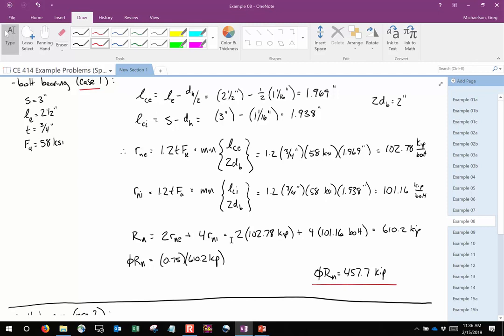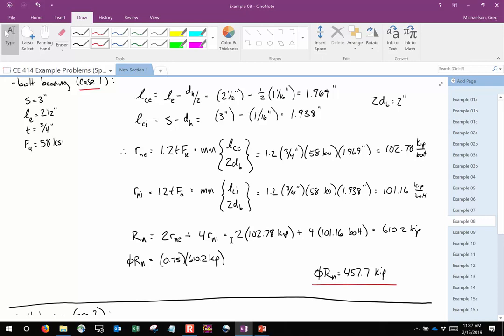Look at table 7-4. So we're at the top row, standard bolt holes. What's our bolt spacing on this problem? 3 inches. We have 58 KSI. What's our bolt diameter? So that's 97.9, right? But that's assuming that the plate is 1 inch thick. The plate is actually 3/4 of an inch thick. So take that number, multiply by 3/4, what do you get?